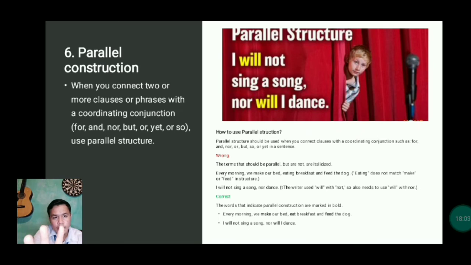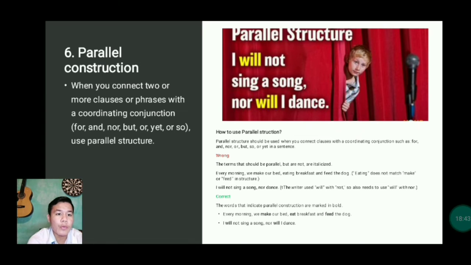So here are a few examples. The wrong one is where the terms that should be parallel but are not are italicized: every morning we make our bed, eating breakfast, feed the dog. Have you seen the difference between this one and the first one? It's different, right? Because in the correct one, the words that indicate the parallel construction are marked in bold. So those are parallel structures that make a sentence good.